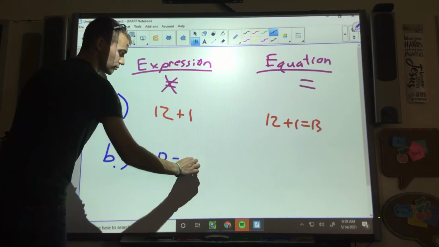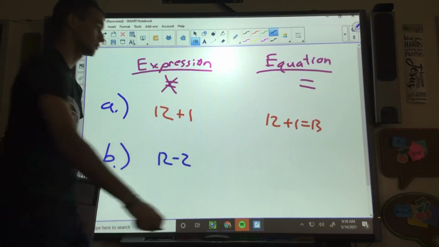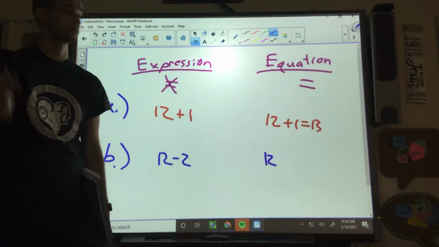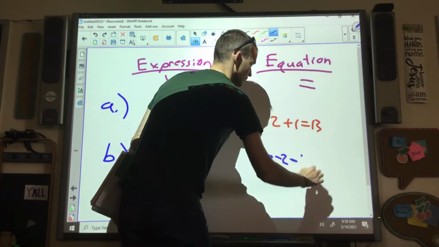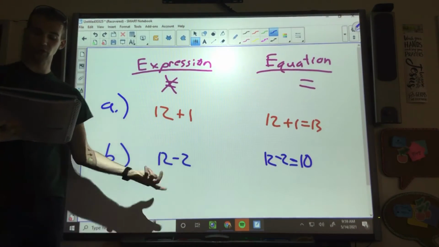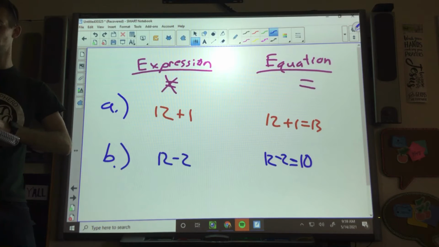12 minus 2. Yep, and the equation for that would be... 10. Nope, that's not an equation. It doesn't have an equal sign. 12 minus 2 equals 10. Good. And you can look at there. It tells you what to do with it.